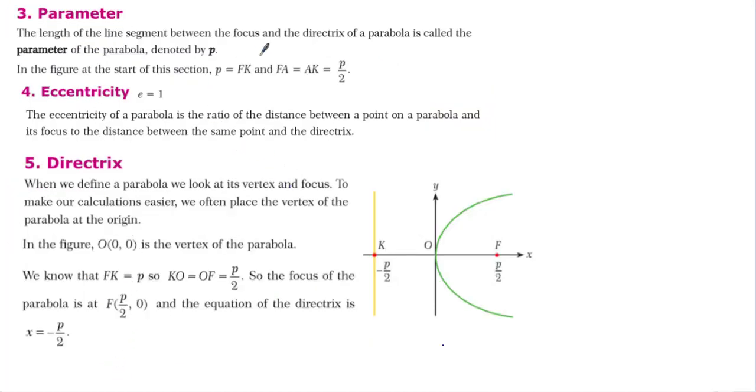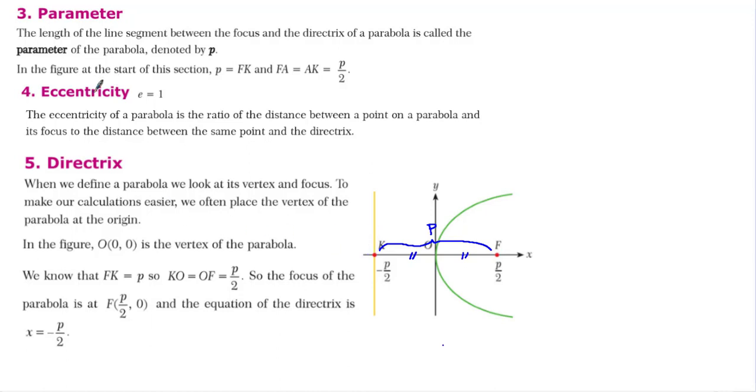The length of the line segment between the focus and directrix of a parabola is called the parameter of a parabola, and it's denoted by P. As you see on the figure, FK is equal to P, and this distance totally is called the parameter, and the length is P. FA and AK should be equal to each other, so that's P over 2. If it is on the y-axis, this distance should be x equals P over 2, and this distance should be x equals minus P over 2.